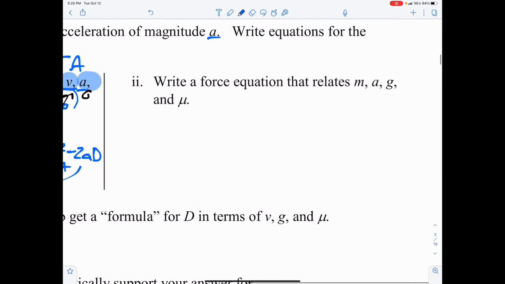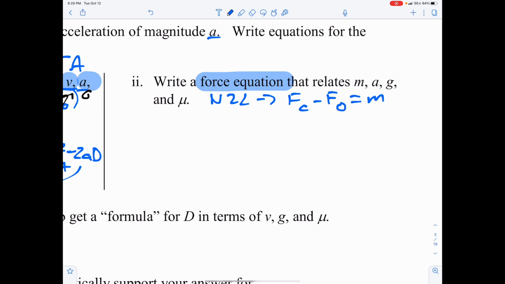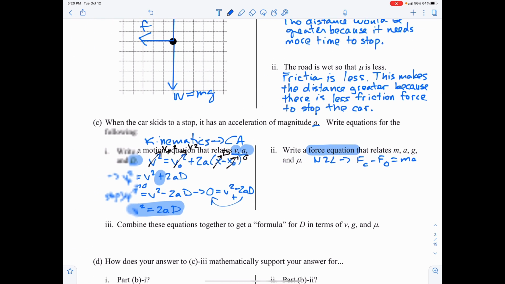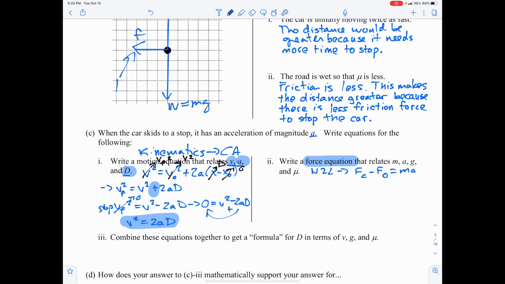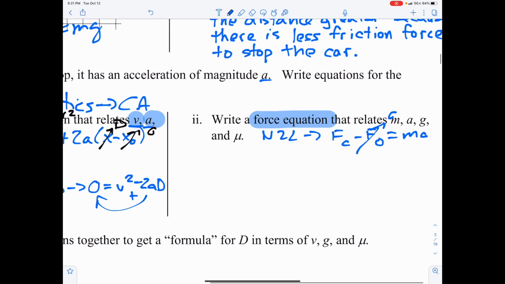Now, part C2 is telling us to write a force equation. So now we're thinking Newton's second law here. Newton's second law tells us causing force minus opposing force equals ma. Looking back at our diagram, that's your causing force, and you have no opposing force because there's nothing on the other side. So I'm going to get rid of that part. The causing force would be friction equals ma.